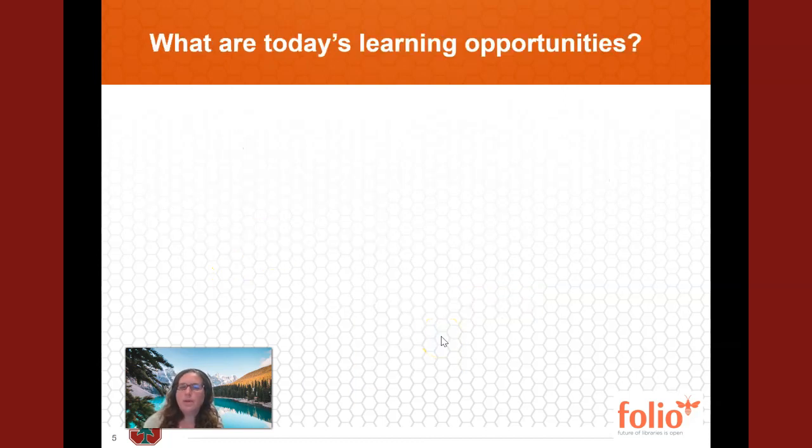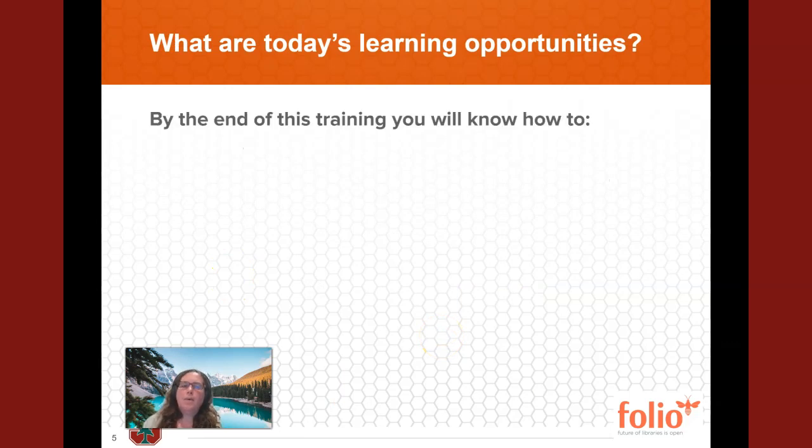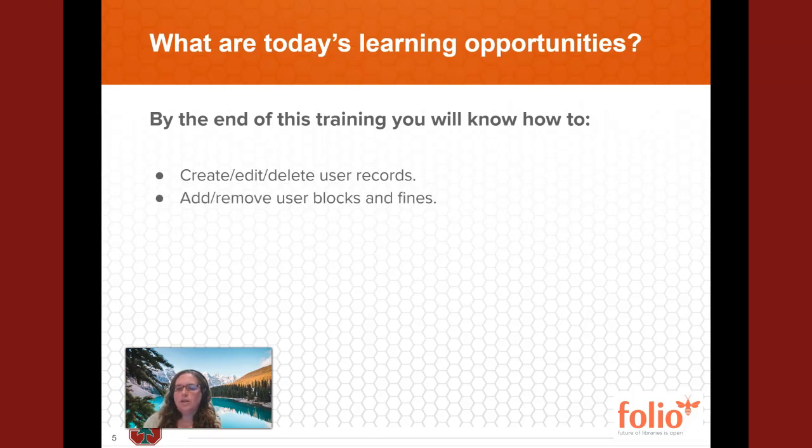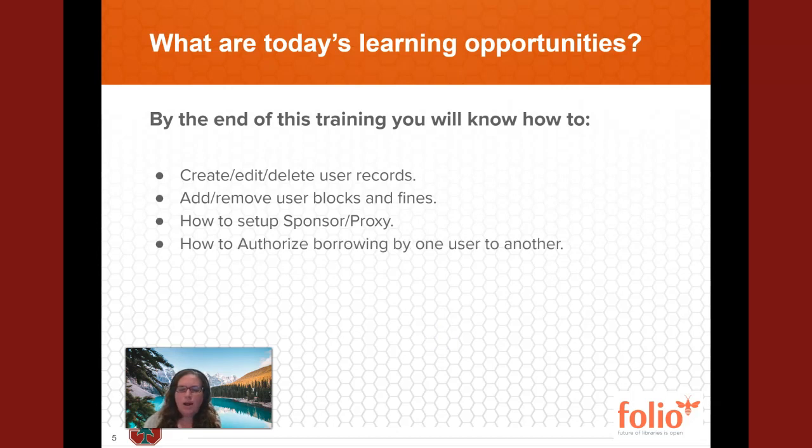And that with time we will also gain those skills in Folio. Okay, so what are we going to learn today? I'm hoping by the end of this, you're going to know how to create, edit and delete user records. You're going to be able to add, remove, and use user blocks and fines and fees. You're going to be able to set up a proxy or a sponsor. And you're going to know how to authorize borrowing from one user to another.